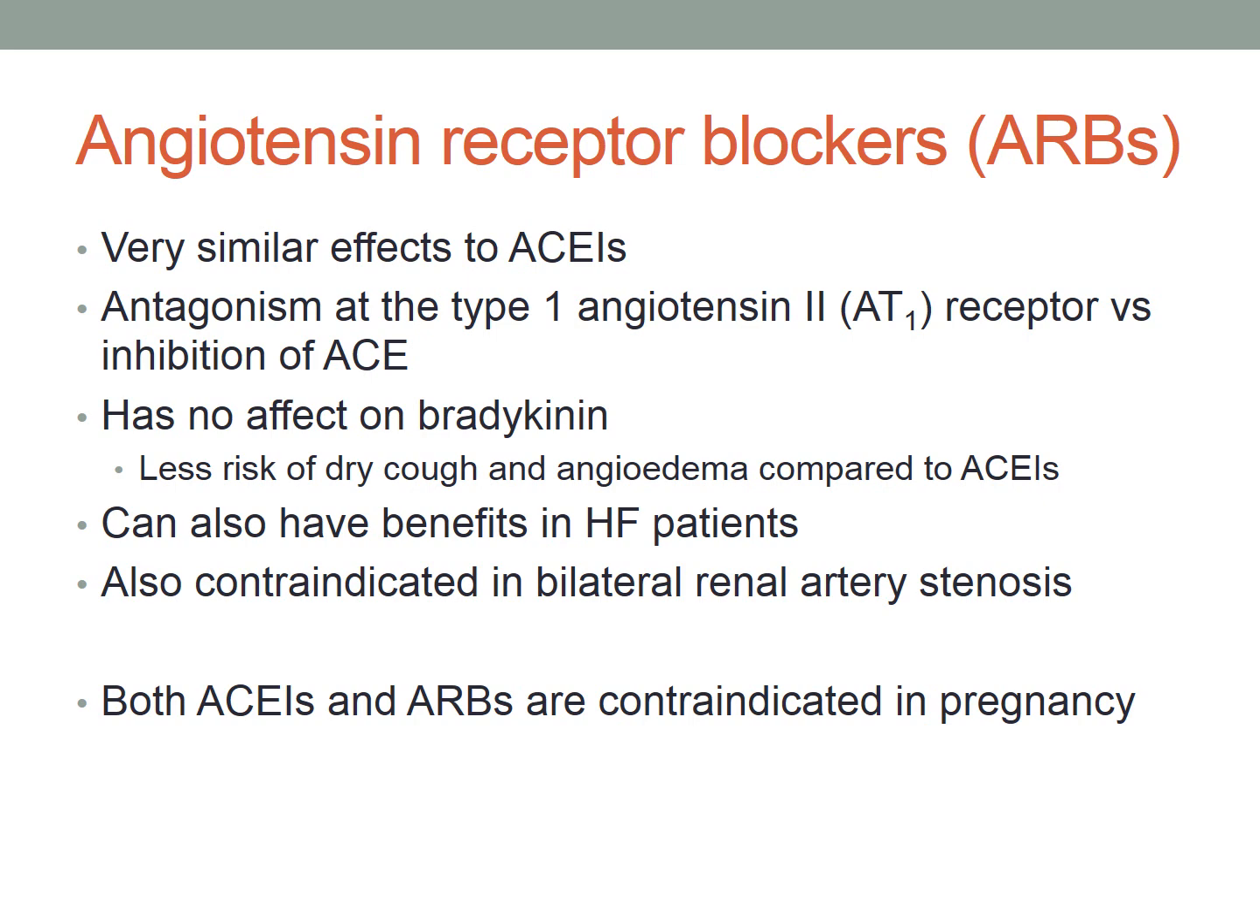Angiotensin receptor blockers, or ARBs, have very similar effects to ACE inhibitors. With these drugs, there's antagonism at the type 1 angiotensin 2 receptor. So you're also inhibiting angiotensin 2 versus inhibiting the angiotensin converting enzyme. So the net effect is still a decrease in angiotensin 2 with an ACE inhibitor and an ARB. However, ARBs do not have any effect on bradykinin. So this is why there's less risk of dry cough and angioedema compared to ACE inhibitors.